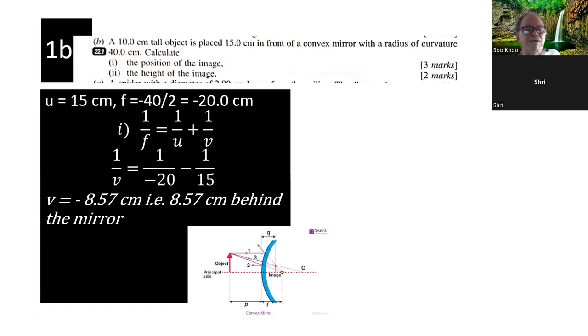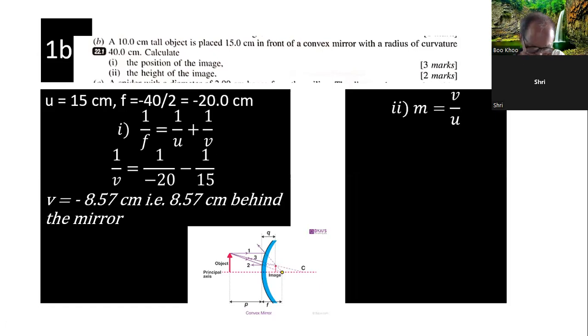Height of the image. How to calculate the height of the image? You are not ready yet. Didn't do your homework. Why magnification? Magnification is image distance over object distance. That's object distance, sorry, there's the image distance. Object distance is that one there. So after calculated, no need to worry about the negative sign there.